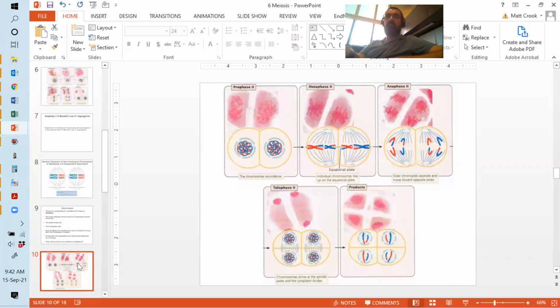And so really, meiosis 2 is really straightforward, right? There's nothing very crazy about it. It's just all about lining those chromatids up and separating them. And so there's a couple of cool things that I want to show you here.